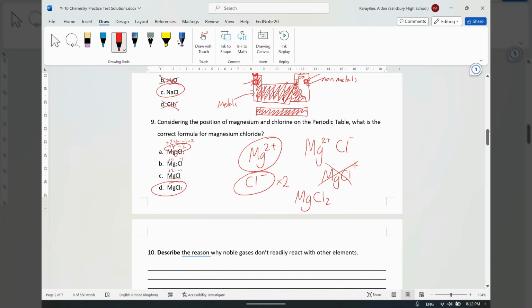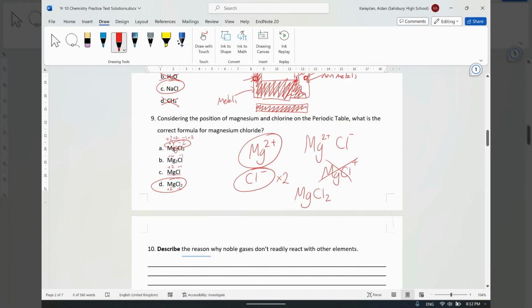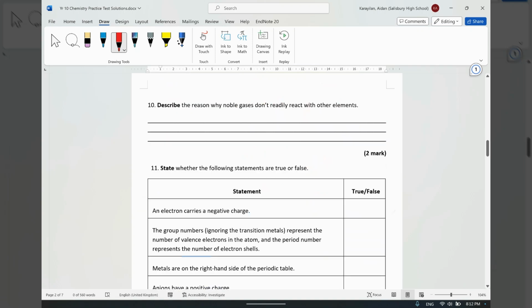That does not cancel out. Leaving plus 2 here, minus 2 there for the chlorines, 2 chlorines cancelling out. Hopefully that is clear. Okay, so we're down to the other questions now. I reckon we'll just go straight in.